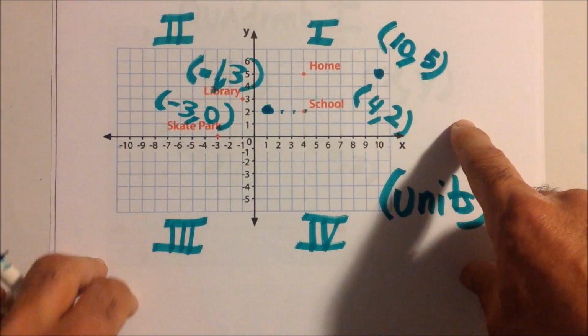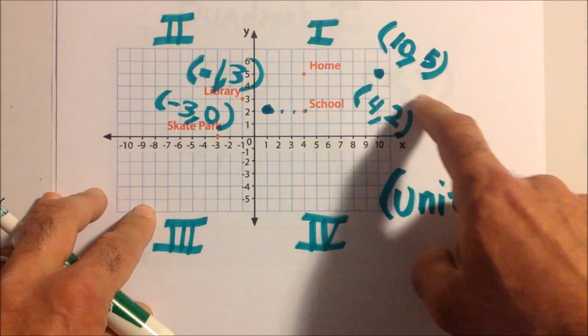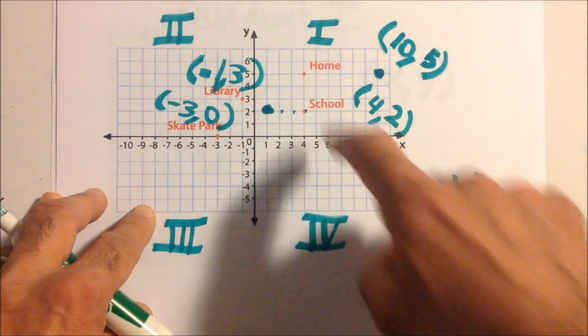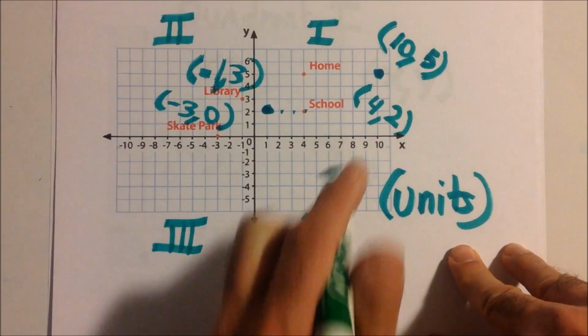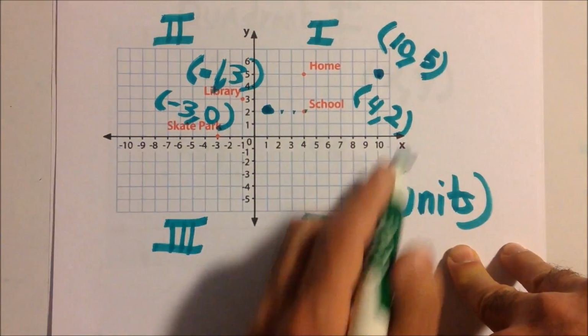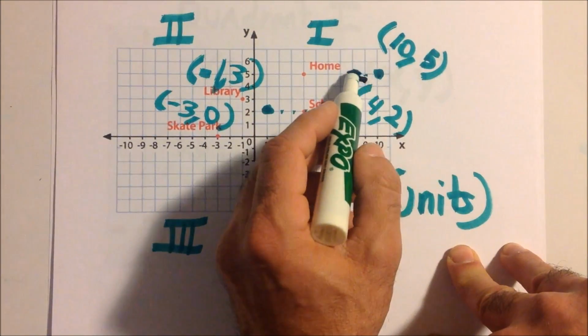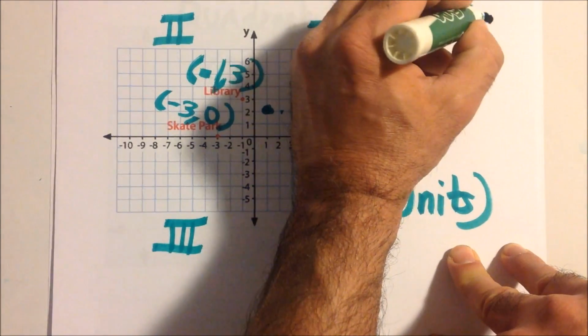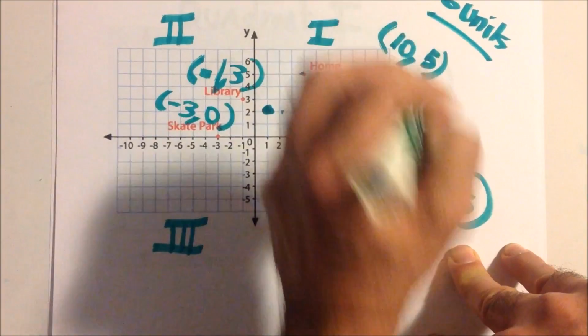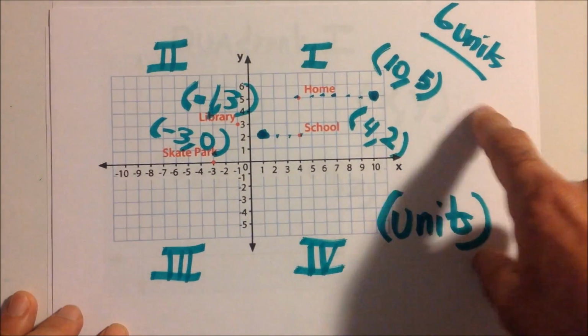How far is that point from the home? How many units? Remember, don't count the first one. Don't count 1 as the dot. You've got to count the ones after. So it's 1, 2, 3, 4, 5, 6. It's 6 units to the left. 6 units to the left.